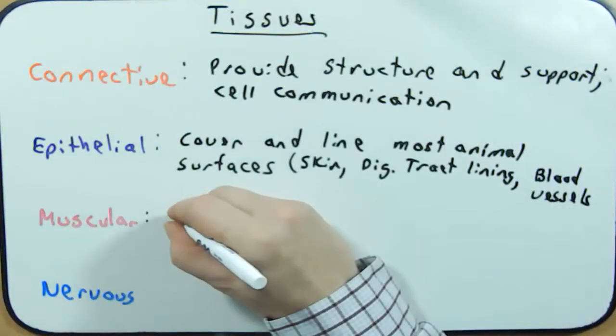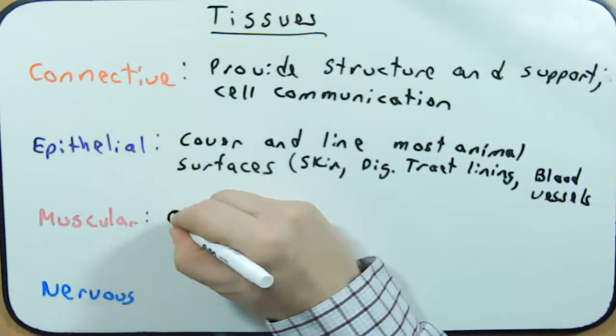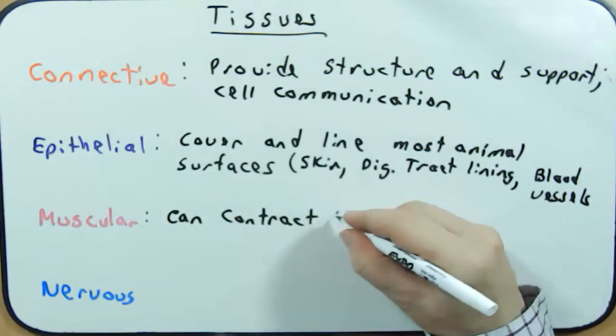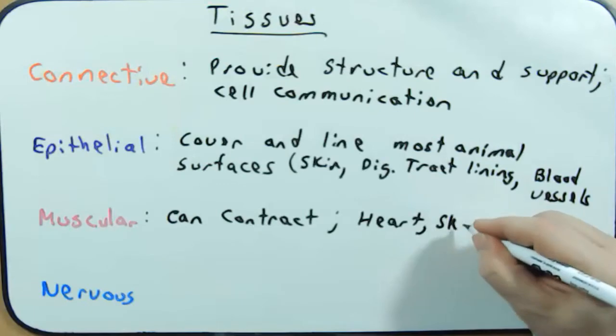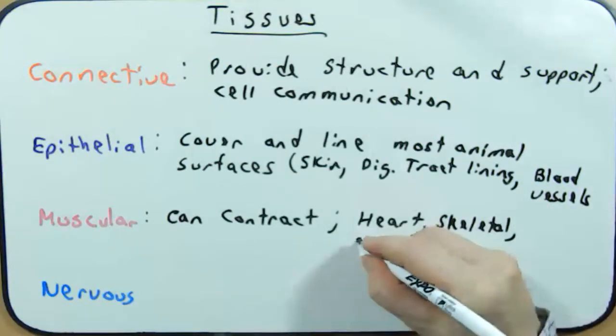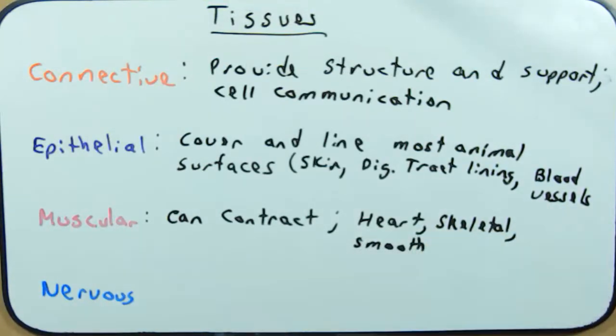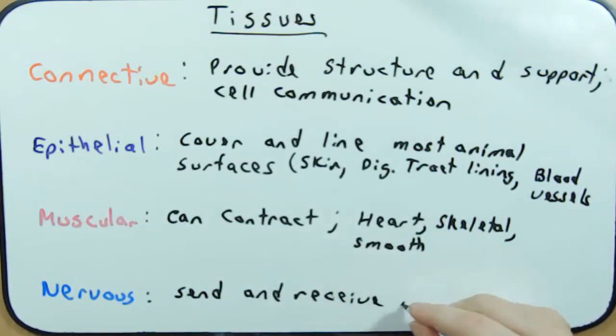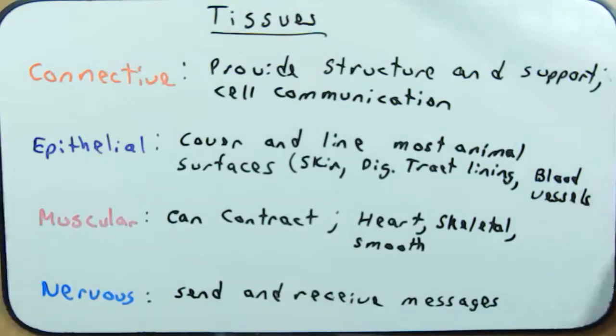Muscle cells have the ability to contract. We think of muscular cells as those associated with the heart, skeletal muscles, and what we call smooth muscles, the muscles that are found, for instance, in our digestive tract. Nervous tissues contain cells that send and receive messages. There's more to a lot of this, and when you take a physiology class or form and function, you'll go into much greater detail of these different kinds of tissues.